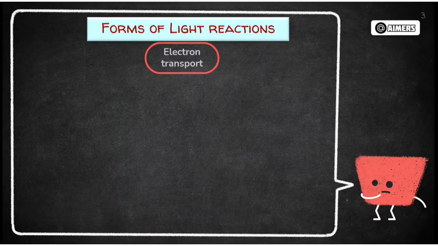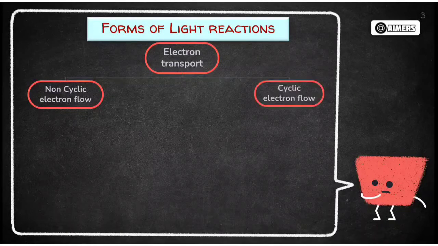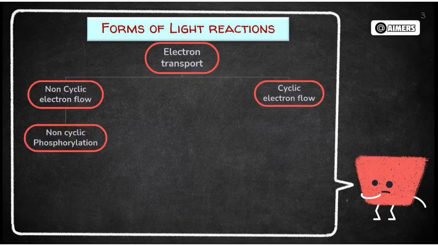So there are two forms of light reactions on the basis of pattern of flow of electrons. On the pattern of electron transport, there are two forms of light reactions. First is called non-cyclic electron flow, like electrons do not follow a cyclic path, rather they are transported in a non-cyclic pattern. And second is the cyclic electron flow, in which electrons flow in a cycle throughout the process. Now the form of light reaction in which electrons are transported in a non-cyclic pattern is called non-cyclic phosphorylation.